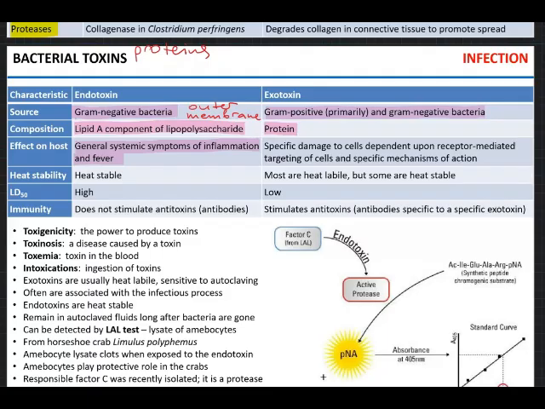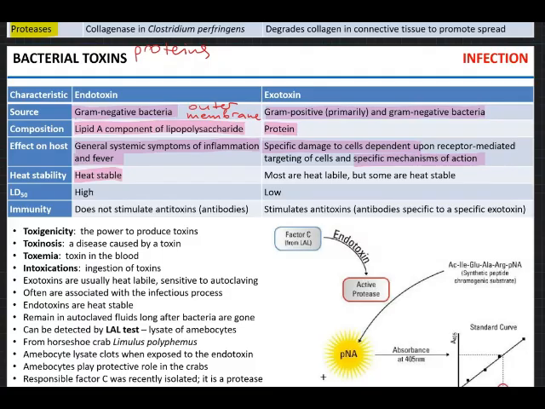On the contrary, exotoxins incur very specific damage to the cells. They have different mechanisms of action, which we will generally cover. And the effect of each individual exotoxin can vary from its counterparts. Endotoxin is heat stable, and that poses a very serious problem.